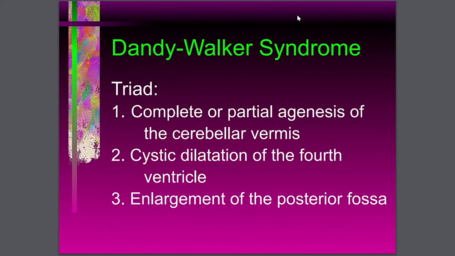So we go now to Dandy-Walker syndrome. So it is a triad, no? So Dandy-Walker syndrome should consist of the following deformities or pathology. So there should be complete or partial agenesis of the cerebellar vermis. There is cystic dilatation of the fourth ventricle, and there is enlargement of the posterior fossa. So these three pathologies should be present for you to make a diagnosis of Dandy-Walker syndrome. Next slide, please.